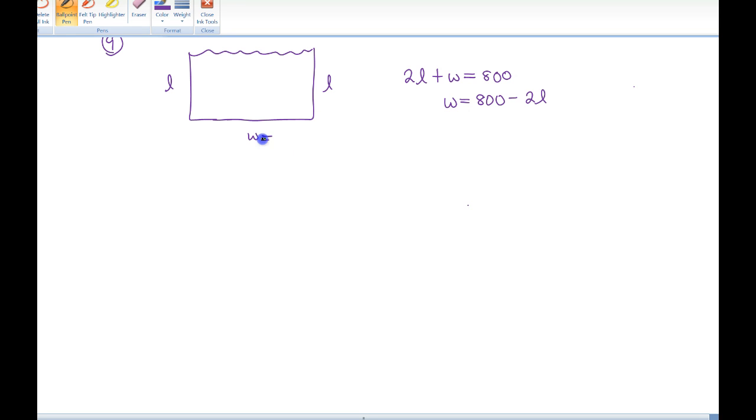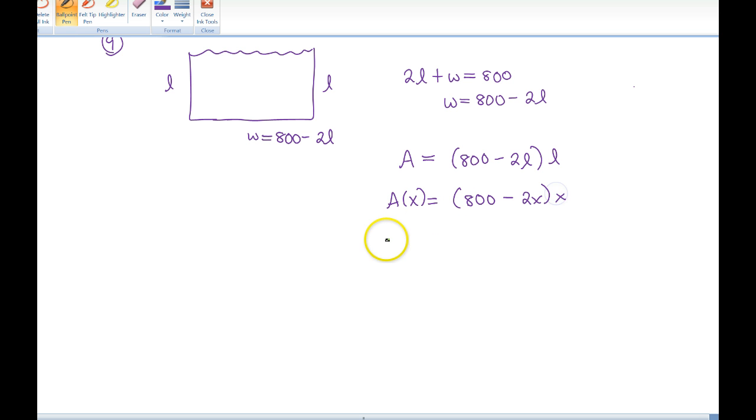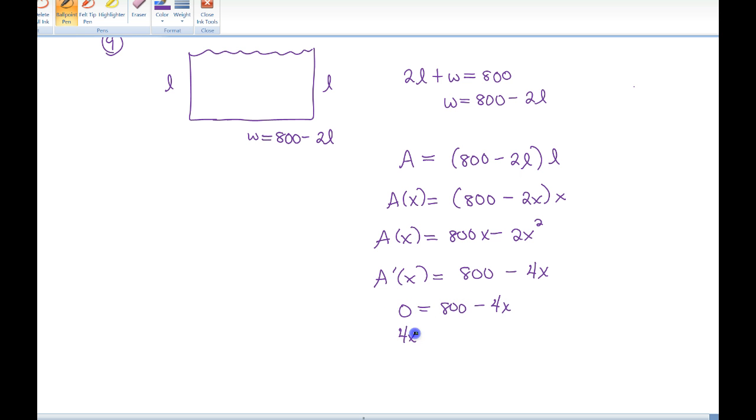Instead of L, we can use X, because when we talk about the largest area, area is the base times the height. So in terms of X, I have 800 minus 2x times x, so we have 800x minus 2x squared. I want to do the derivative, so I get 800 minus 4x. Set that equal to 0, and we get x equals 200.